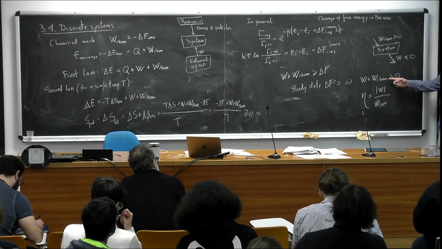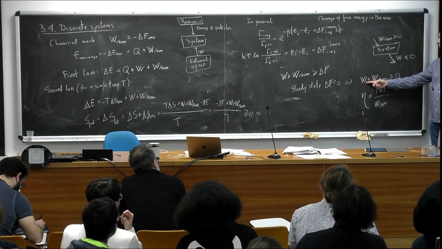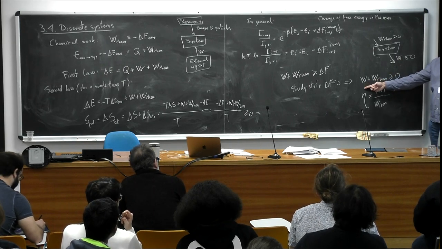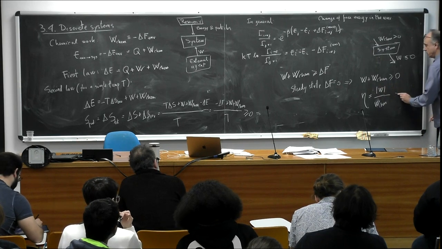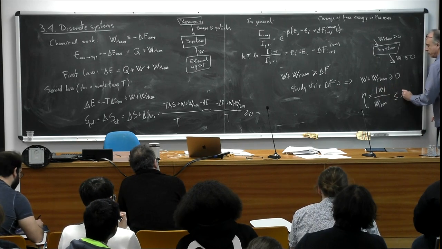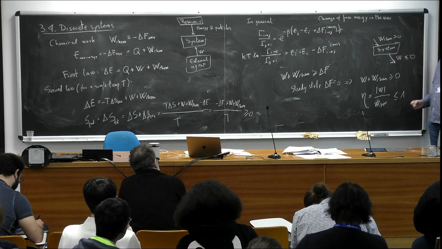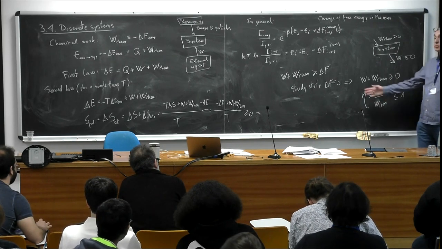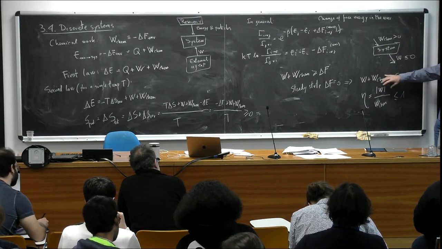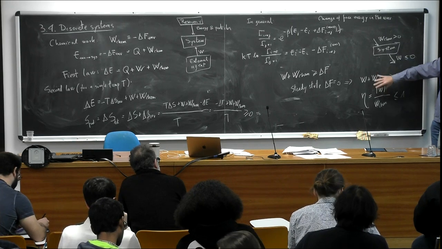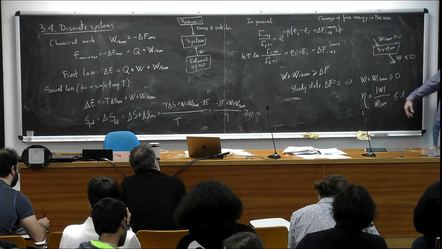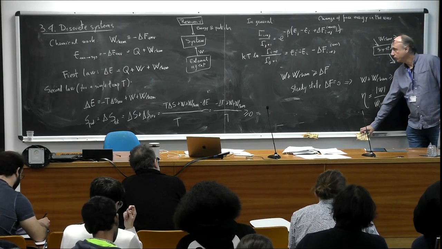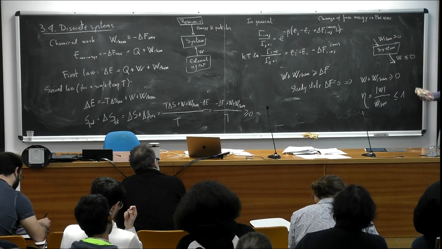And this inequality, if you divide this by W chem, means that this is smaller than one. And actually, this is the entropy production, T times the entropy production. So this is greater than zero with entropy production. Okay.